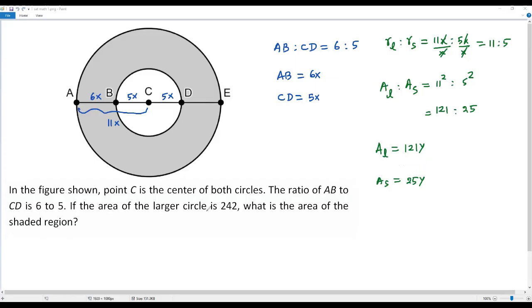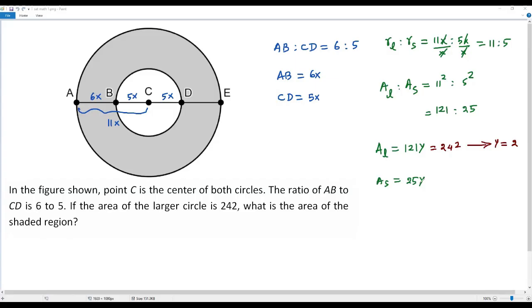But already we know the area of the larger circle is given in the question, that is 242. So this 121y and this 242, both of them represent the same stuff, that is the area of the larger circle. So this 121y can be equated to this 242. Now to solve for y in this equation, I have to divide both sides of this equation by 121. When I divide both sides by 121, I am getting y equals 2.